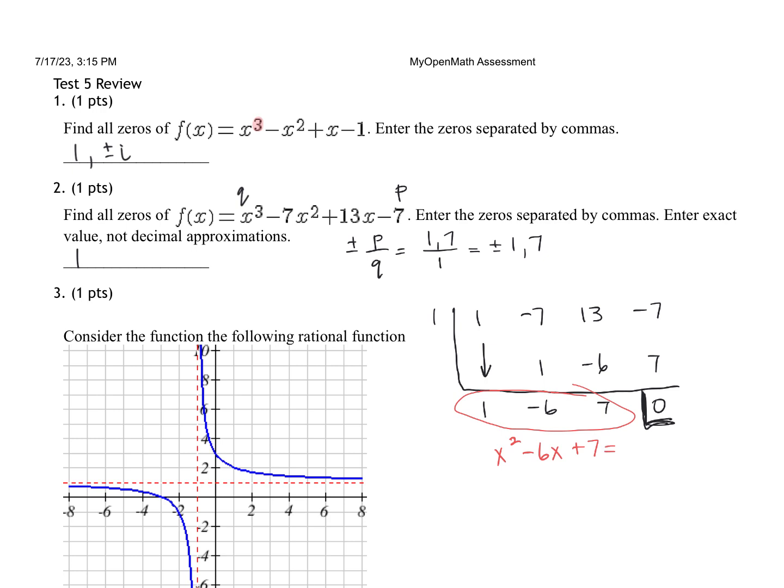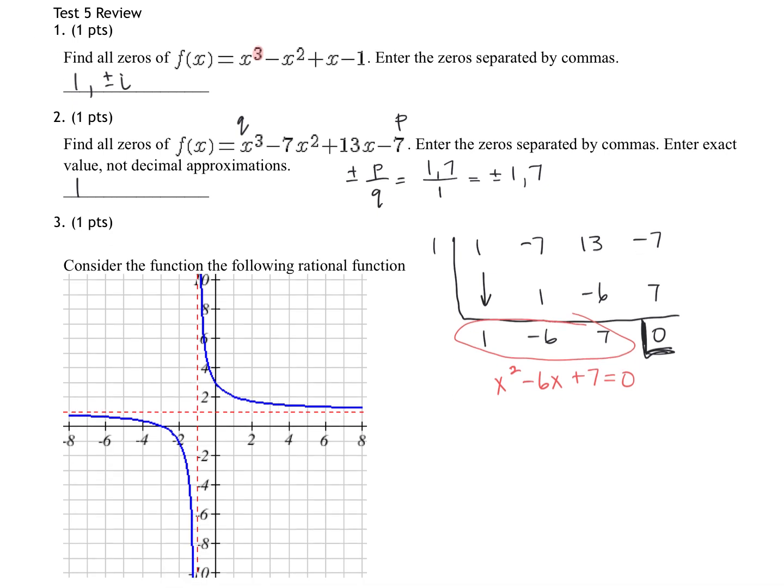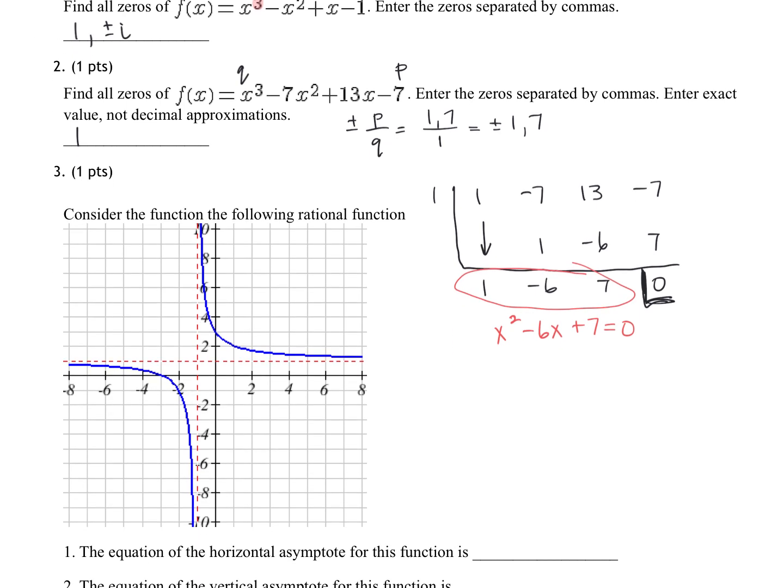To find the zeros, I would set it equal to 0, and then factor or use the quadratic formula to solve. So if I factor it, let's see if it factors. It has to multiply to get positive 7 and add to get negative 6. So 7 and 1. But that would only work if the signs were different, and the signs have to be the same. So it looks like this one is not going to factor.